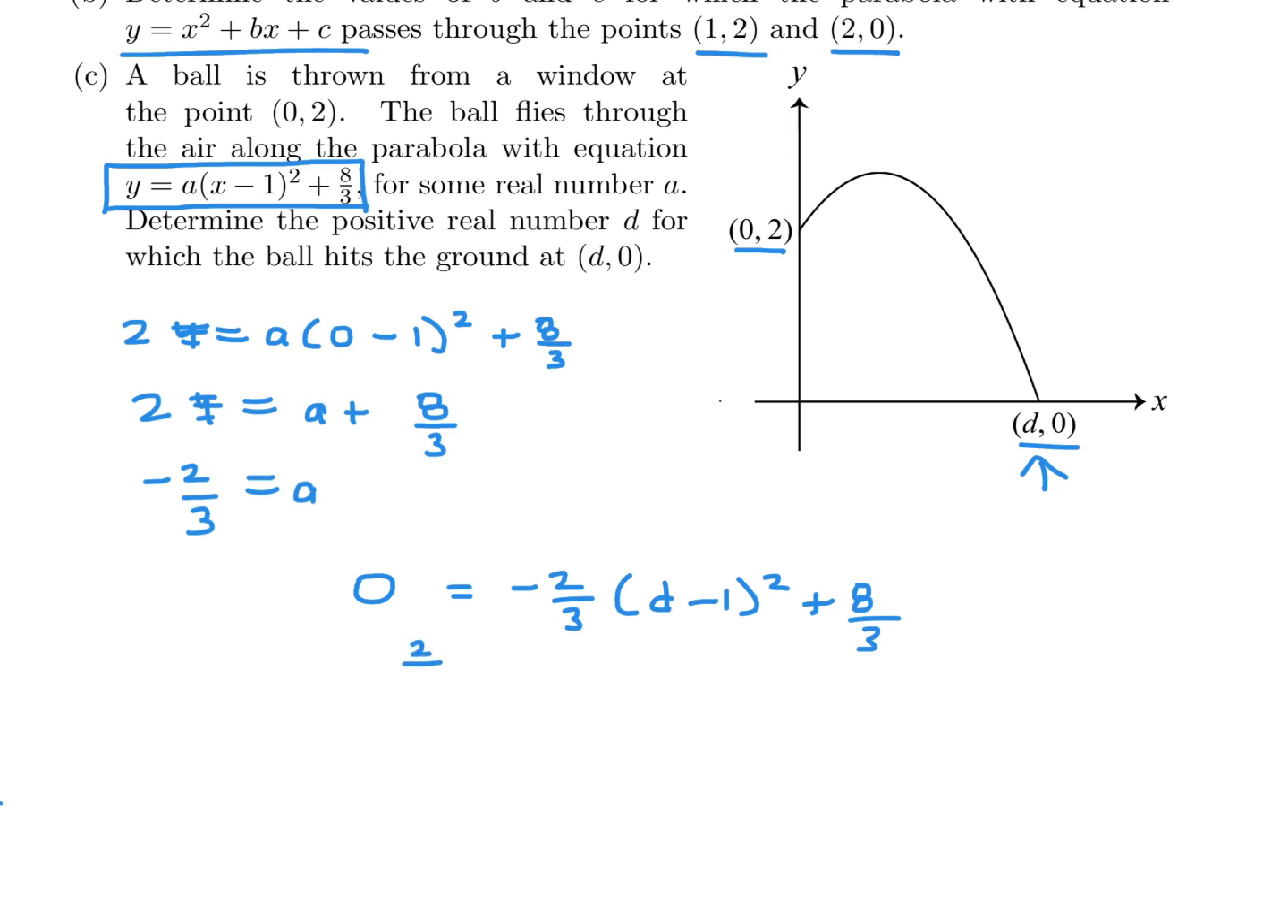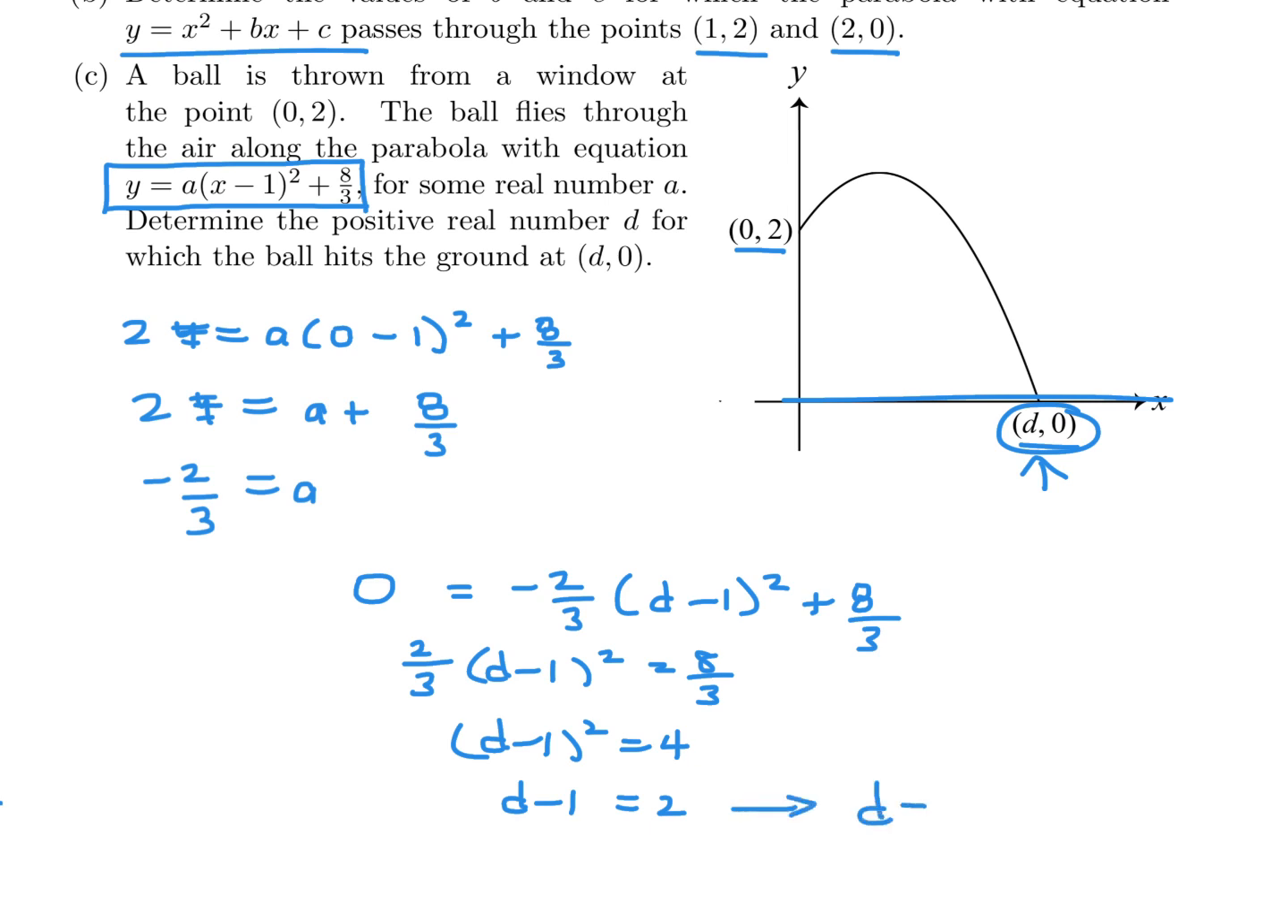So I'll put this on one side. 2 over 3 times (d minus 1) squared is equal to 8 over 3. The 1/3 will go, and the (d minus 1) squared will be 4. I take the square root of both sides, so d minus 1 is equal to 2. I'm confident that d is positive just because it's here, right? It's obviously on the positive side of the x-axis. And therefore, this leads to d is equal to 3.